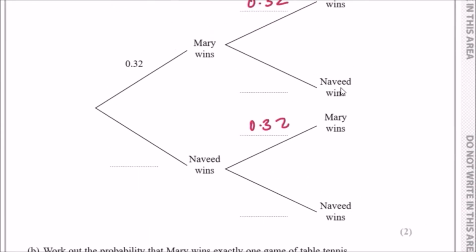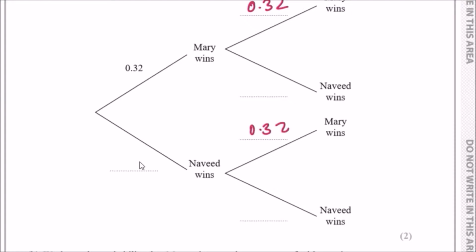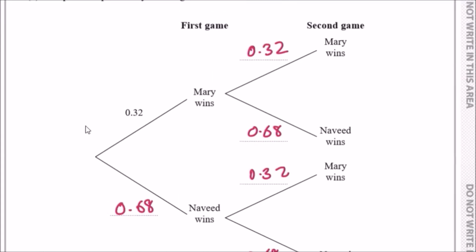Okay, that means if it's 0.32, the probability that Naveed wins would be the remaining, so it'll be 1 minus 0.32, which is actually 68%, so 0.68. So go ahead and put that everywhere, guys, yeah? And you get 2 marks for this, so this is easy 2 marks.